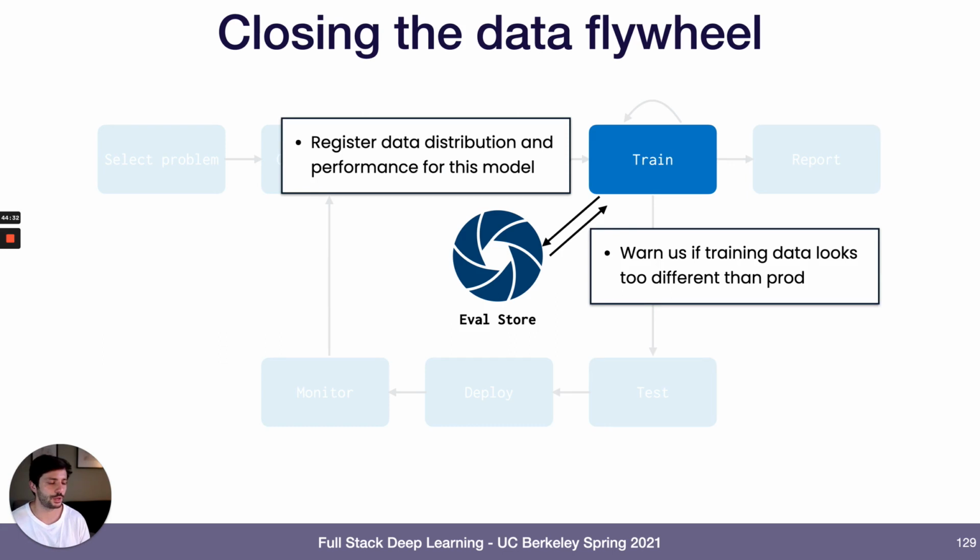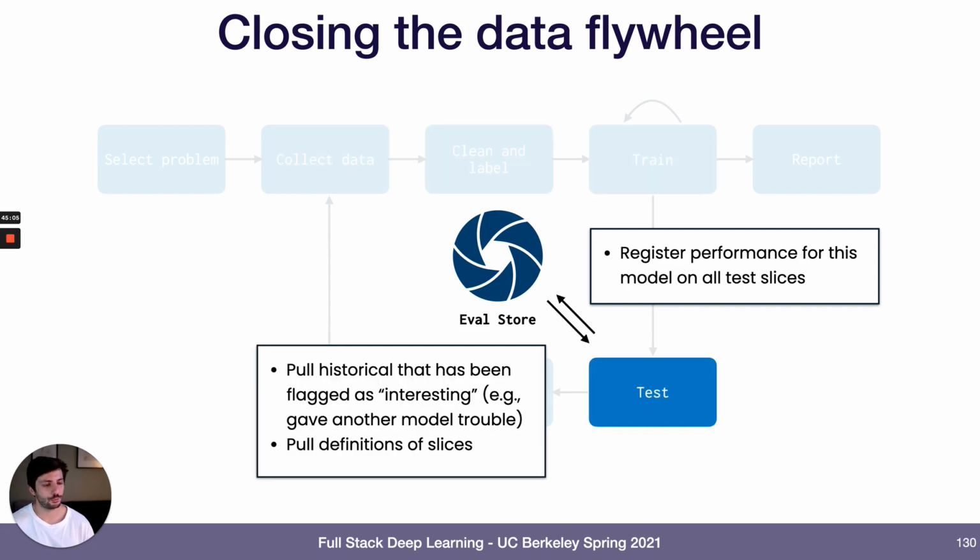The ways this would interact with the rest of your stack are as follows. When you're training your model, you want to register your data distribution and your model performance into the system so that you have something to compare to when you're in production. The evaluation store or monitoring system could also help you catch performance bugs or implementation bugs during training. For example, if you made a bug in how you're training your model and all of a sudden your training data looks nothing like your production data, that's something you want to catch earlier rather than later. When you're testing your model, you might want to record that data here as well.